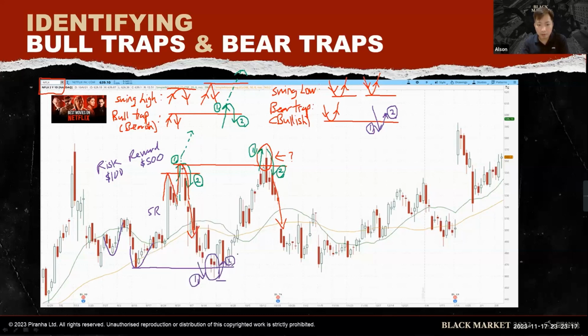Right, and then I'll enter probably somewhere here. My 1R distance will be here. So this is also able to get me about a 5R risk reward ratio. Right, similarly this one, this is also a bear trap. You see, bear trap, price goes down, goes back up, very subtle, but yet very powerful, right?